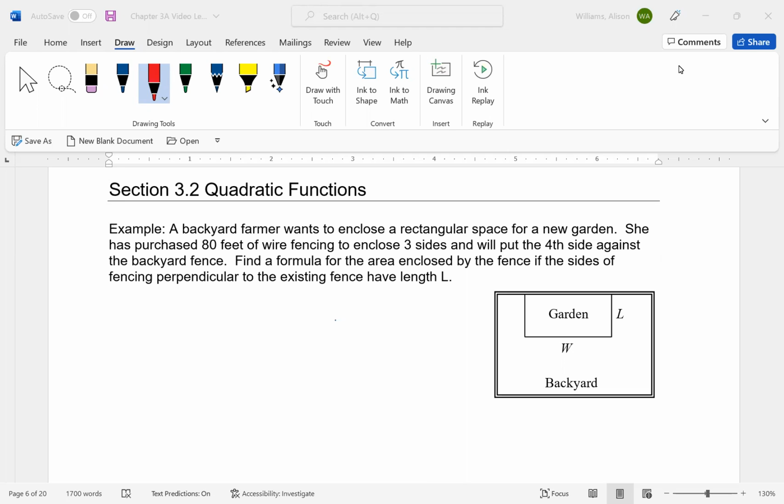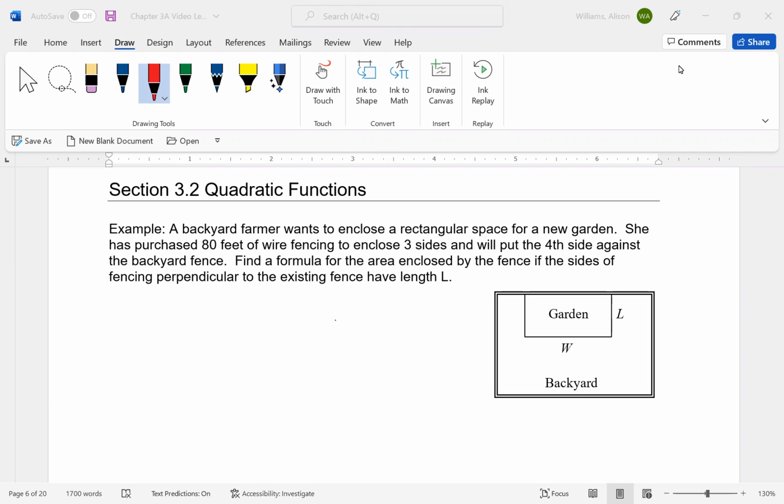Okay, before we do that, let's do an example that uses quadratic functions, where we will find why it's going to be useful. We're actually going to come back to this example later, but let's talk about it first. A backyard farmer wants to enclose a rectangular space for a new garden. She's purchased 80 feet of wiring fencing to enclose 3 sides and will put the 4th side against the backyard fence. So there's already an existing fence that she's going to use.